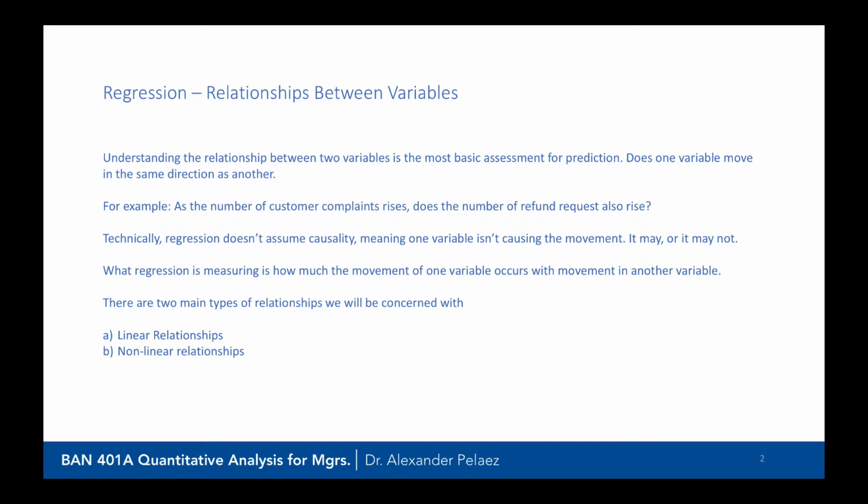So what regression is measuring is how much of the movement of one variable occurs with the movement of another variable. And there are two types of relationships that we're going to be concerned with. Linear relationships, in which the movement is in a linear fashion. As one goes up, the other goes either up or down. And nonlinear relationships, which means that one may go up and the other may start upward and then tend downward as it heads towards a certain point. It's actually a curve, not a straight line.